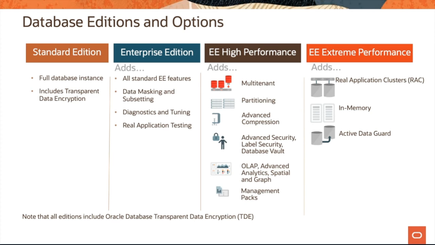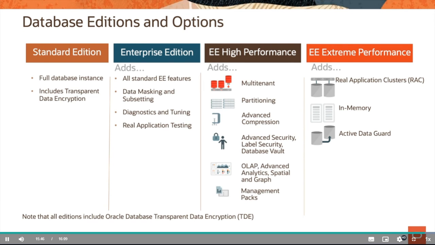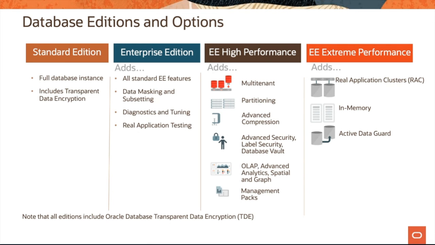And then finally, once you get to the Enterprise Edition Extreme Performance, this will give you everything that is there in Enterprise Edition High Performance, but you'll also get real application clusters, the in-memory option, which is available in database 12c and higher, and you also get Active Data Guard.